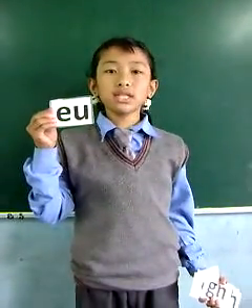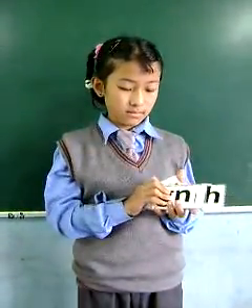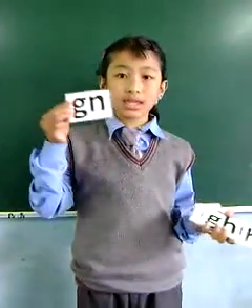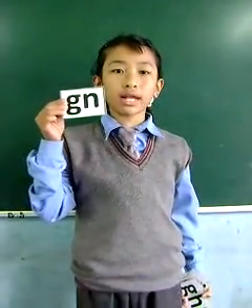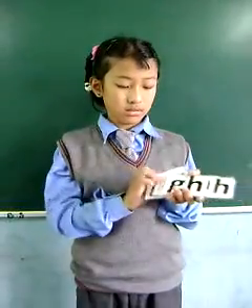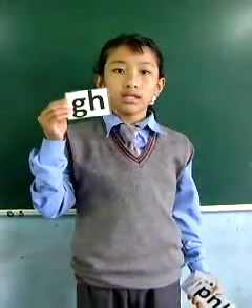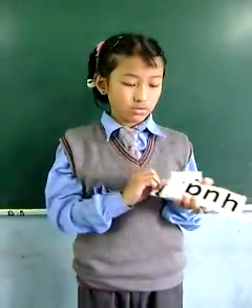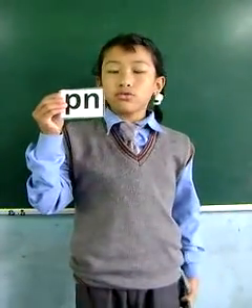U. This is the U of Europe. This is the used at the beginning or at the end of an English word. G. This is the G of ghost. Two letters.